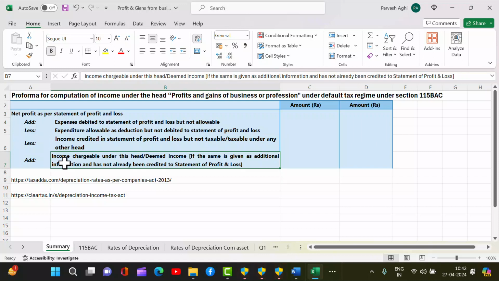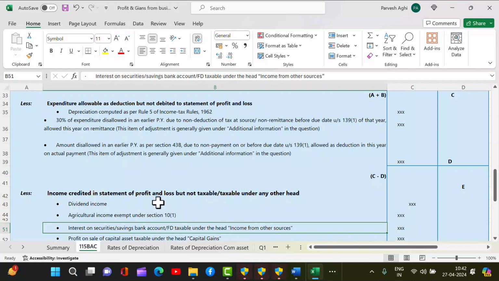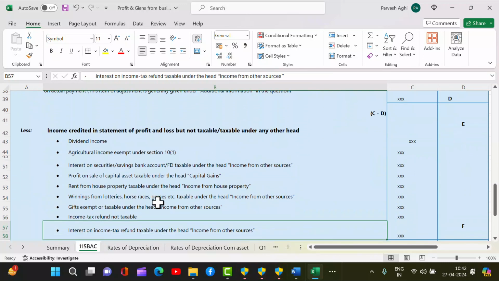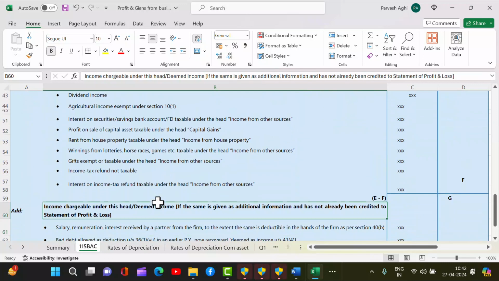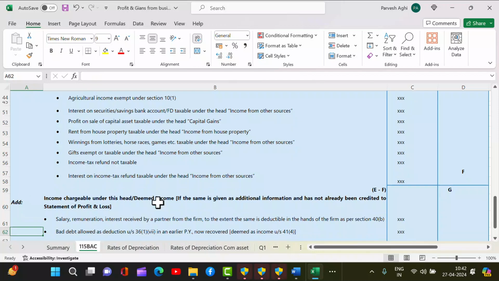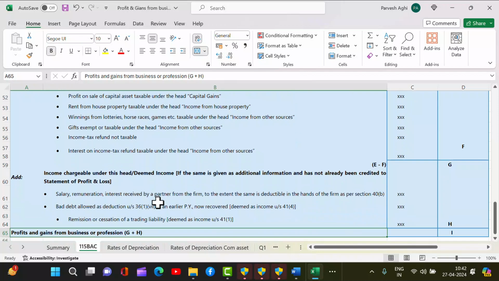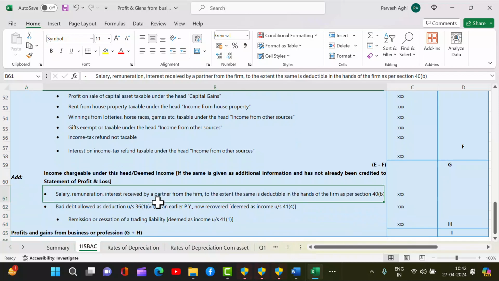Income chargeable under this head, deemed income, if the same is given as additional information and has not already been credited to the statement of profit and loss. Okay, just hold on. So let's see what that is. Just read it. Salary, remuneration, interest received by a partner from the firm, to the extent the same is deductible in the hands of the firm as per section 40B.